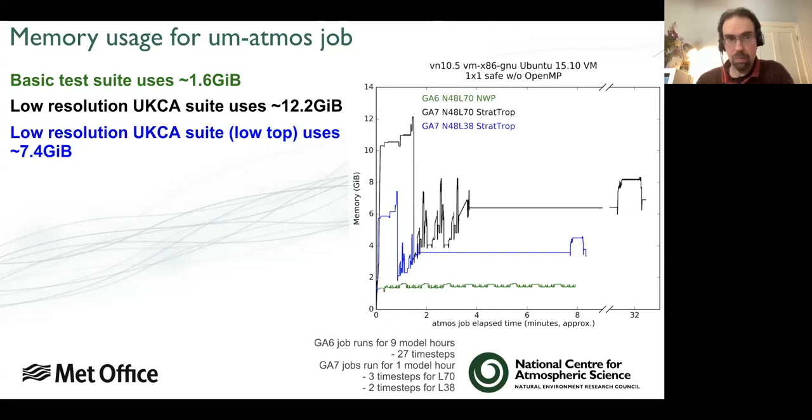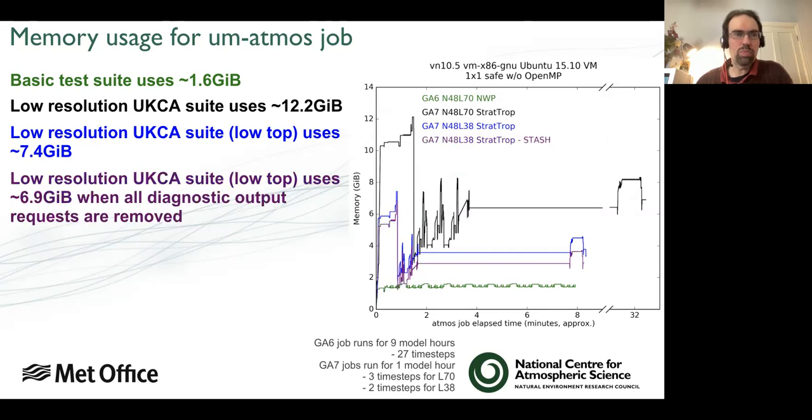We can reduce the number of vertical levels. So this reduced it down to about 7.5 gigs. We went from an L70 to an L38. We could turn off basically all the stash output that was there. This reduced the memory a little bit, by about 0.5 gig. So if you look in the stash output of your job, there's actually a rather limited set that's there. That's kind of just there for minimal testing purposes.